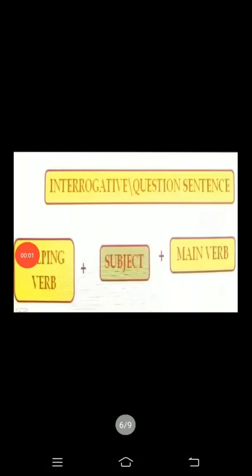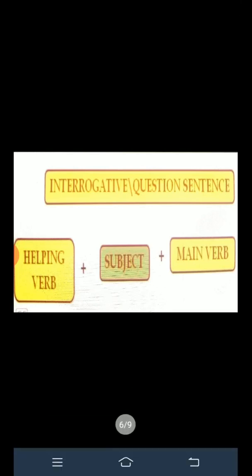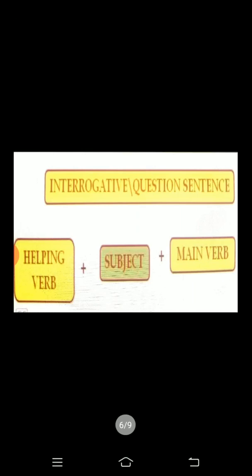Now, the next rule is that the helping verb comes before the subject and the main verb comes after the subject. For example, it was raining heavily. So, what is the helping verb here? Was. So, it will come at the first place, followed by the subject and the main verb. So, my sentence will be, was it raining heavily? Got it, children?